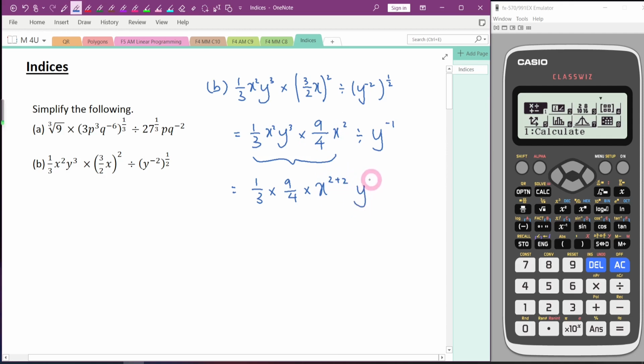Copy the y power 3. Then copy divided by y power negative 1. Divided by 3, divided by 3. This will give you 3 over 4. So x power 4, y power 3 divided by y power negative 1. Now I'm going to do these two parts.